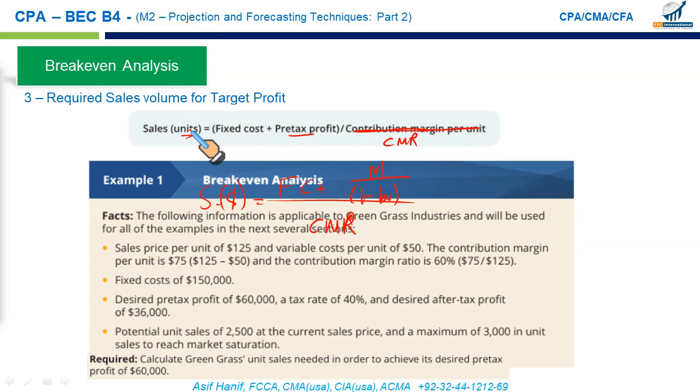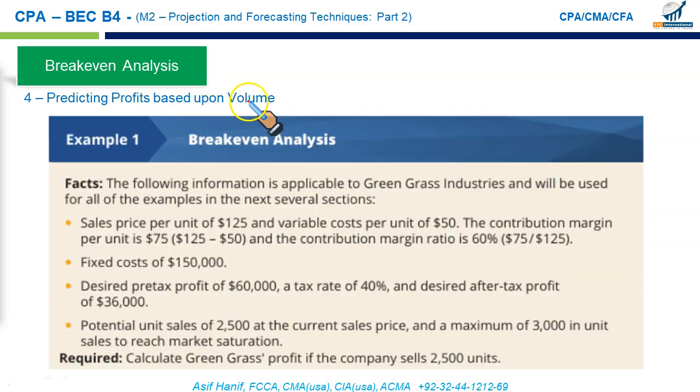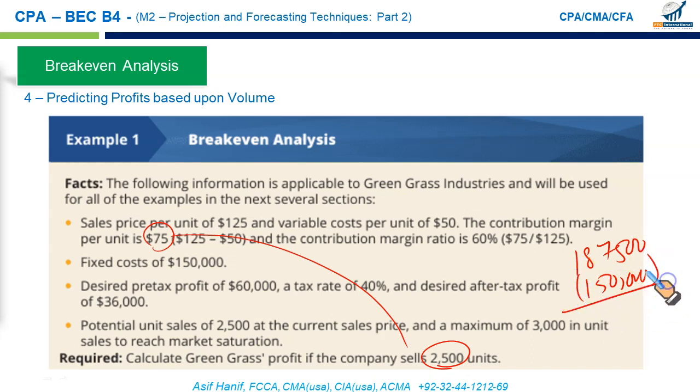Now the next part is interesting. Predicting profits based upon the volume. It says calculate Greengrass profit if the company sells 2,500 units. Each unit generating a contribution of 75. So 2,500 units sold will generate a contribution of 187,500. And from this, if we deduct your fixed cost of 150,000, that's simple. You get your pre-tax profit, that is 37,500, right? And if you are required to calculate after tax, you can apply this tax rate and get your answer. Simple.